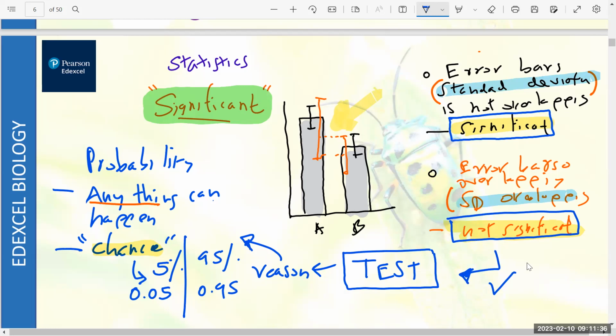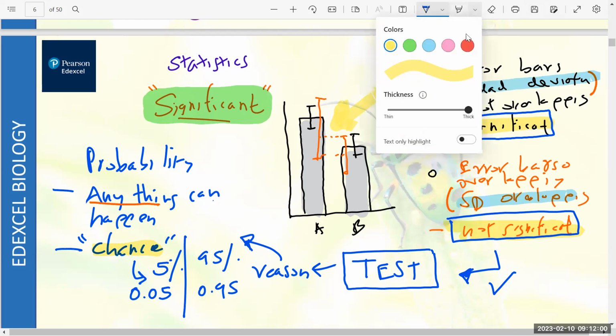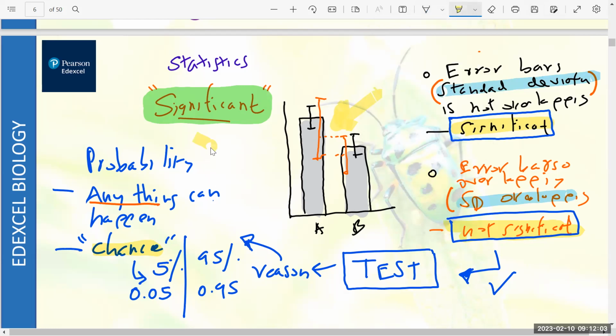So this is something you have to understand. You are moving from AS to A2 and you still carry the same concept, but in a different way. Error bars overlapping is the method you used at AS level. Now you're going to perform a statistical test to make a conclusion of significant or not significant. How can you explain significant or not significant based on this?